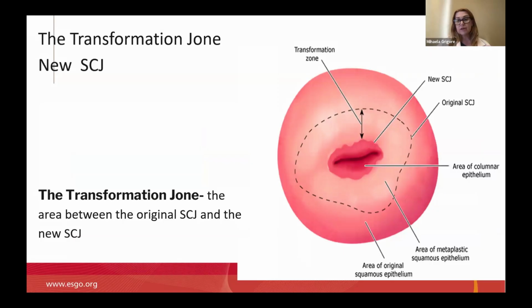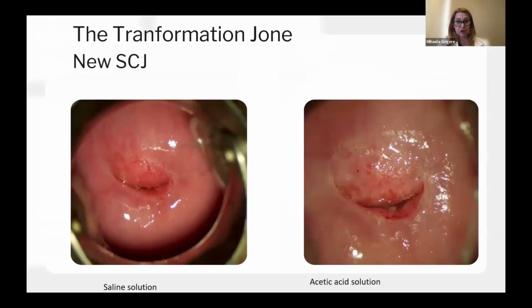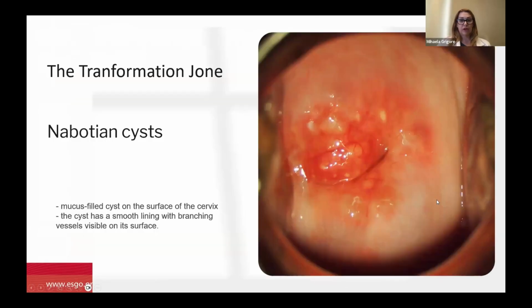So if we want to see if we have an abnormal area on the surface, it is very important to identify and to see the entire transformation zone. So again, this zone is the area between the original squamocolumnar junction and the new squamocolumnar junction. And we have here some examples of this transformation zone. We have images before applying acetic acid and after we apply acetic acid. And we see here how this transformation zone looks.